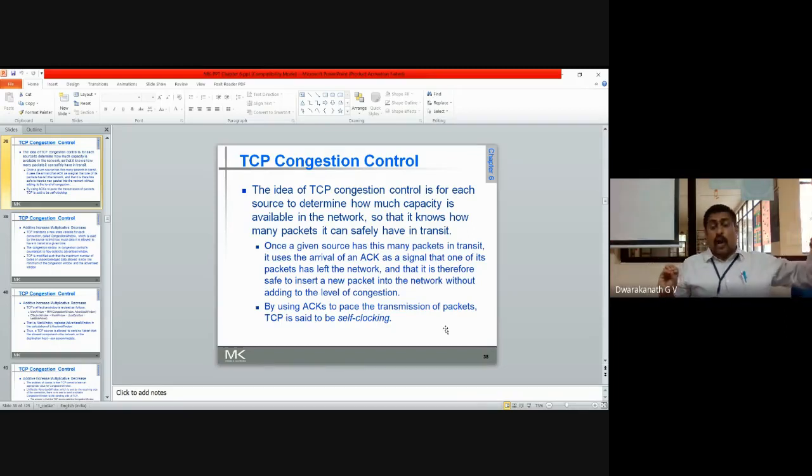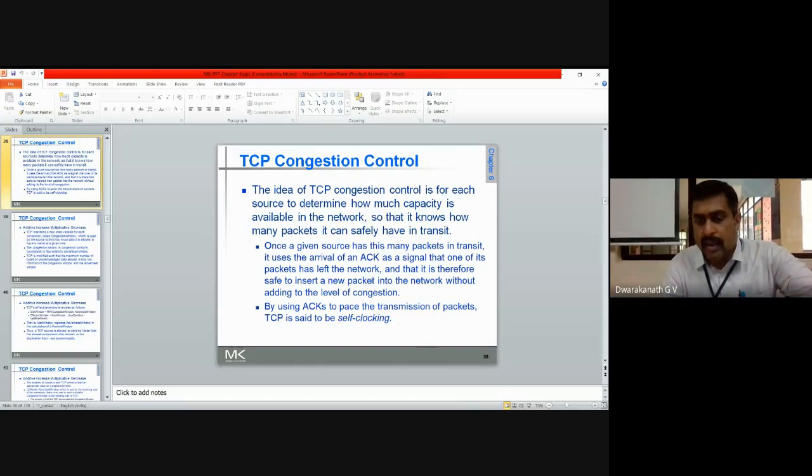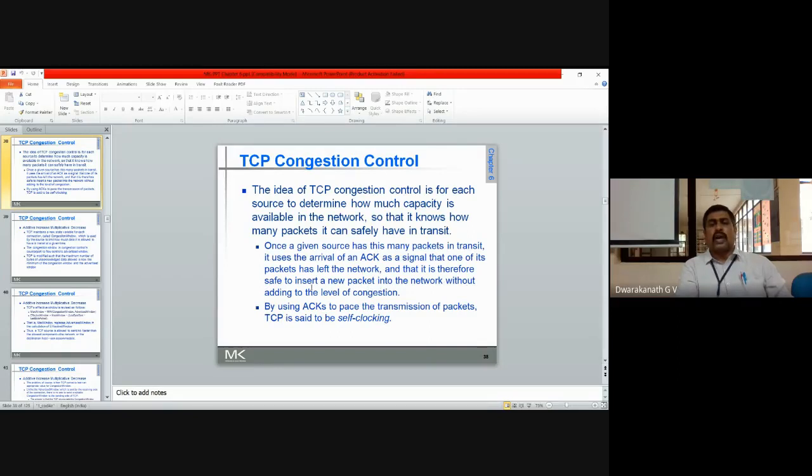How will it come to know that? That is the important question here. Once a given source has transmitted this many packets, it uses the arrival of an acknowledgement as a signal that one of its packets has left the network, and that it is therefore safe to insert a new packet into the network without adding to the level of congestion.